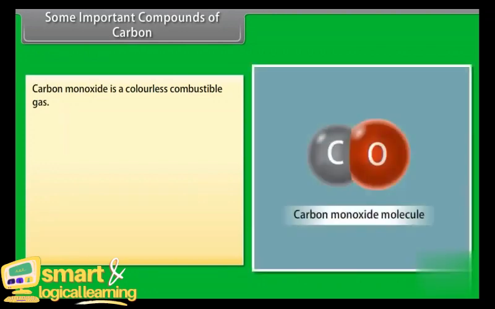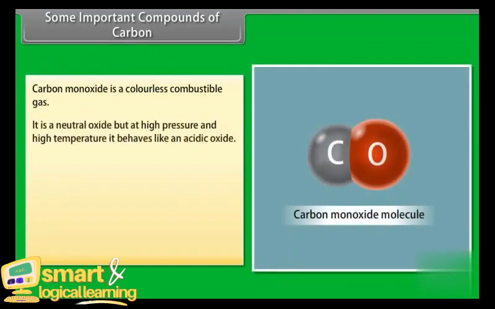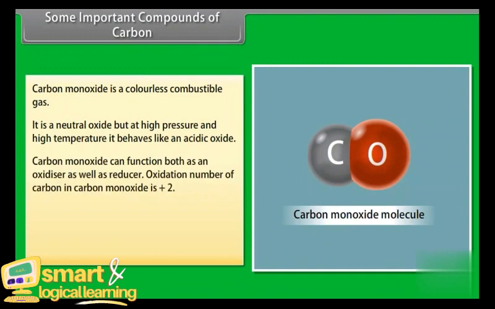Carbon monoxide is a colorless combustible gas. It is a neutral oxide, but at high pressure and high temperature, it behaves like an acidic oxide. Carbon monoxide can function both as an oxidizer as well as a reducer. Oxidation number of carbon in carbon monoxide is +2.